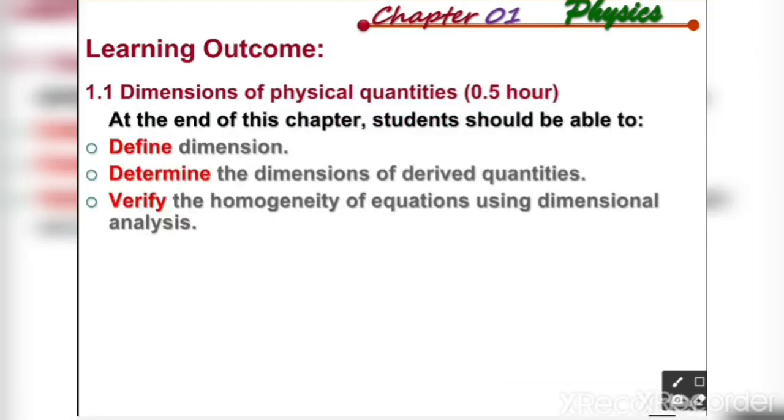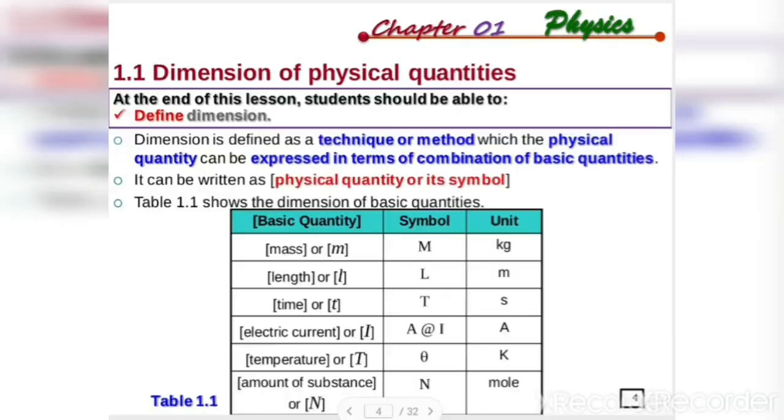Learning outcome for 1.1, dimensions of physical quantities. By the end of this chapter, students should be able to define dimension, second, determine the dimension of derived quantities, and the last part is verify the homogeneity of equation using dimensional analysis.